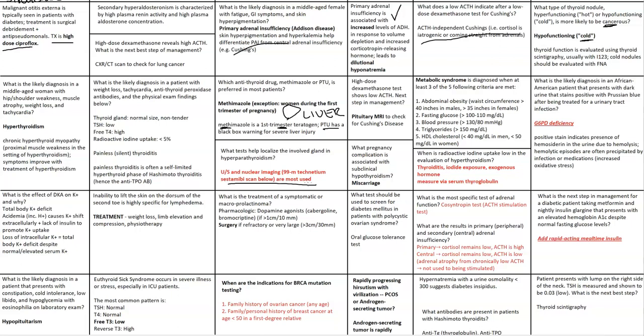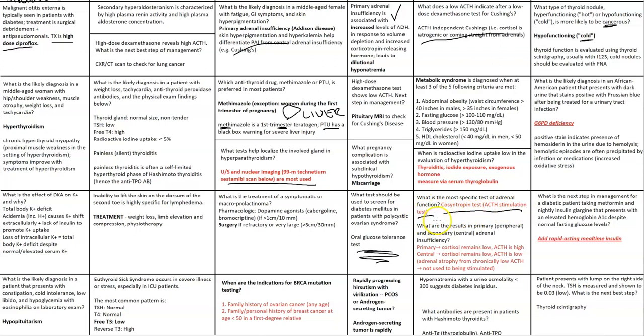Which test should be used to screen for diabetes mellitus in patients with PCOS? That's the oral glucose tolerance test. Which of the following is the most specific test for adrenal function? That's the cosyntropin test, otherwise known as the ACTH stimulation test.